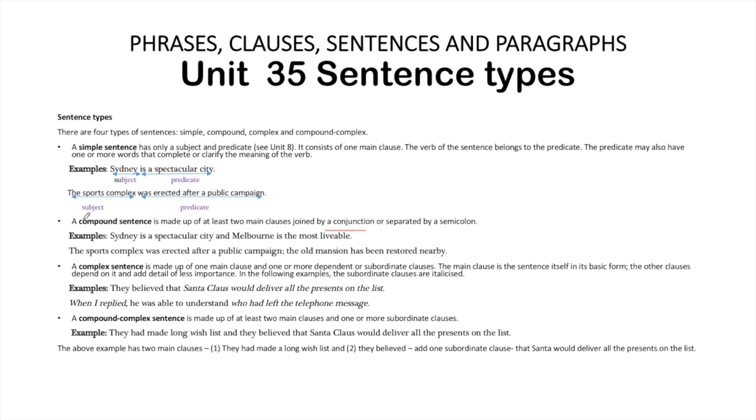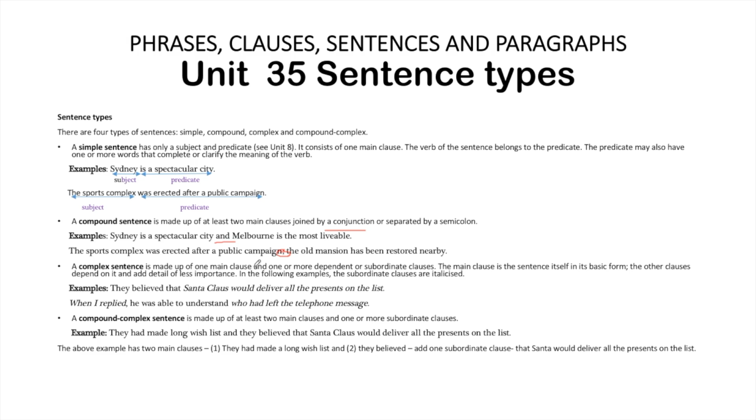Now a compound sentence is made up of at least two main clauses, joined by a conjunction or separated by a semicolon. Here's our examples. Sydney is a spectacular city and Melbourne is the most livable. So we've got the conjunction and here joining our two simple sentences. The sports complex was erected after a public campaign; the old mansion has been restored nearby. So we can see a similar sort of concept here, but we've got the semicolon, which allows us to add the extra sentence.